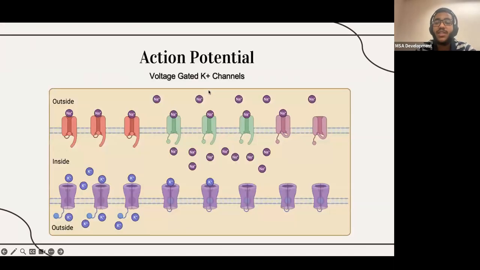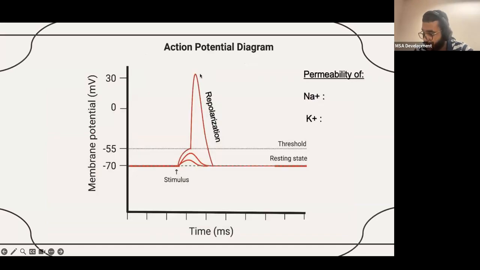Okay, so it all depends on which channel is open and what ions are moving inside and outside. Now you'll notice that the configuration of the potassium gated channels is different from the sodium one. It only has one gate, and this gate opens once plus 30 is reached, which is the peak of the action potential.